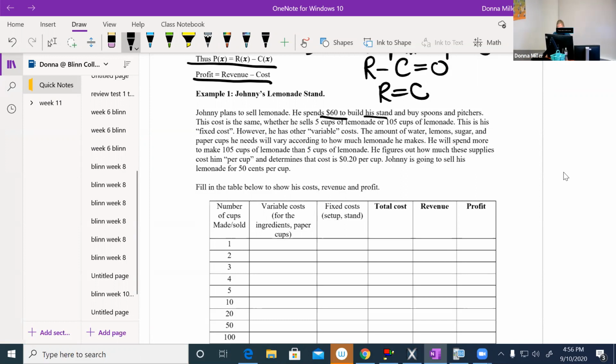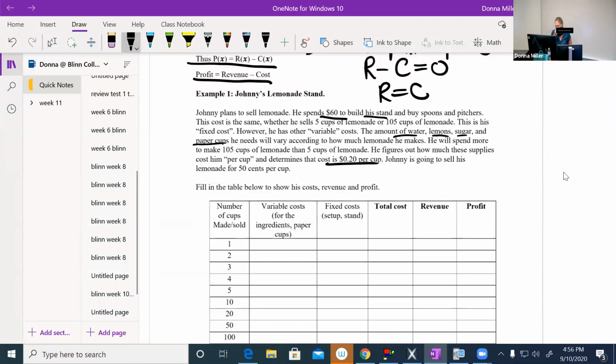He has another variable cost. The amount of water, lemon, sugar, and paper cups will vary according to how much lemonade he sells. He will spend more to make 105 cups of lemonade than 5, obviously. He figures out that it'll cost him 20 cents per cup. So that's his variable cost, right? It's per cup, so it depends on how many he sells.